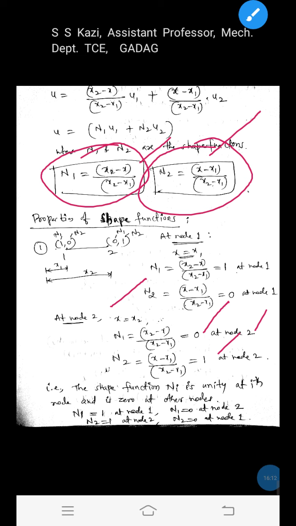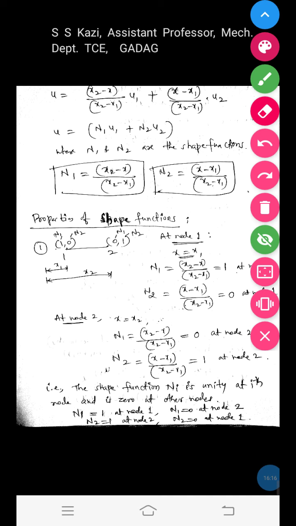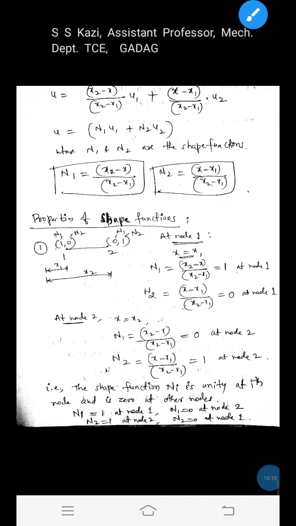1 at node 2. That means from this we may conclude that the shape function N1 is unity at node 1, but it is 0 at node 2. N2 is unity at node 2, but it is 0 at node 1. That means the shape function Ni is unity at the ith node and is 0 at other nodes.